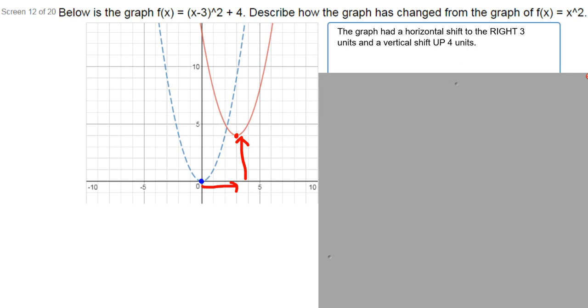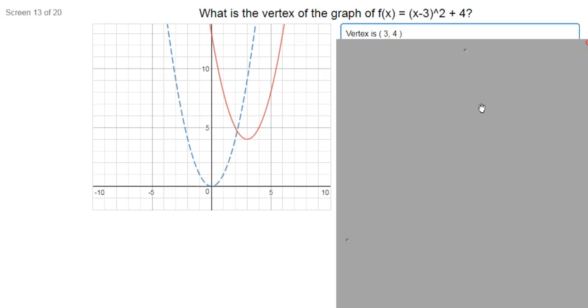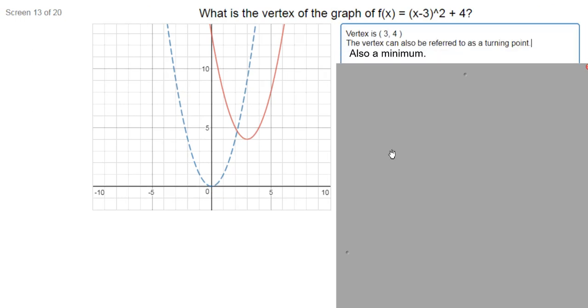And again, where's the vertex located? That is at 3, 4. It's referred to as a turning point. We also can talk about it being the minimum value, right? The lowest the graph is going for your function.